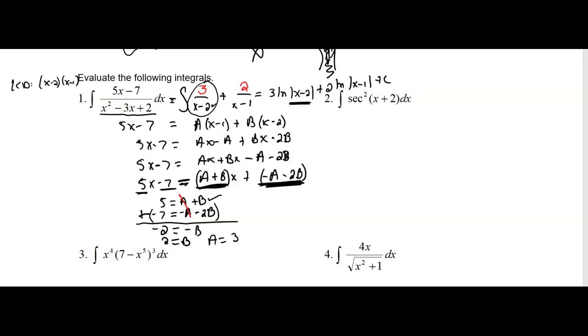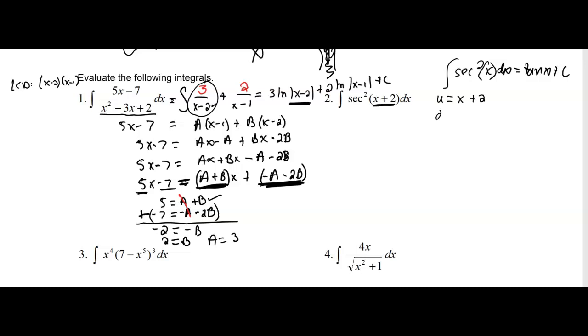I like to put this one on here because if this was just secant squared of x, and we wanted the antiderivative, then right away we can jump to a tangent of x, and then our constant. The fact that this is x plus 2, technically when we did these antiderivatives, if we didn't have a simple x, like we would do right here, this would be a u substitution.